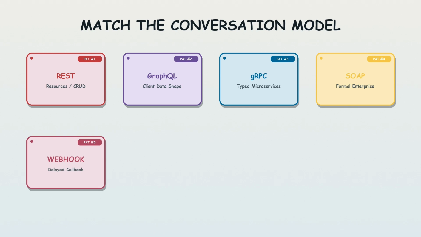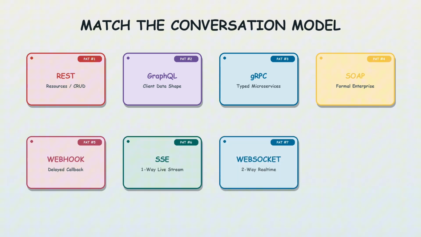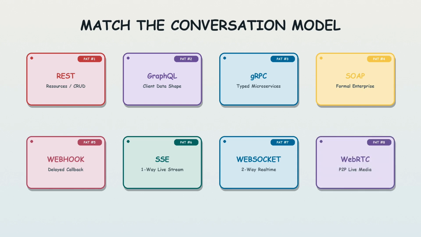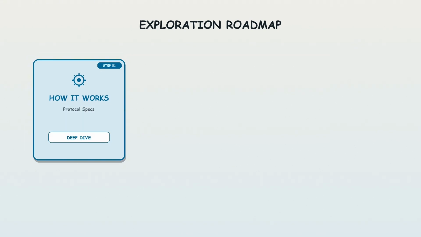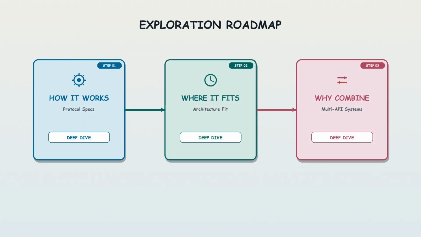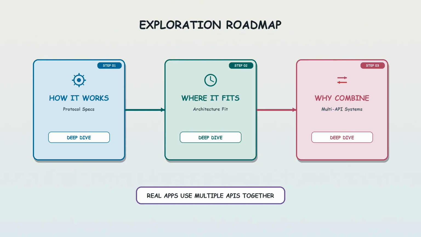Webhooks deliver events later. SSE streams updates from a server to a client. WebSockets keep a two-way message channel open. WebRTC carries real-time media and peer data. In the next few minutes, we'll look at how each one works, where it fits, and why a real application might use several of them together.